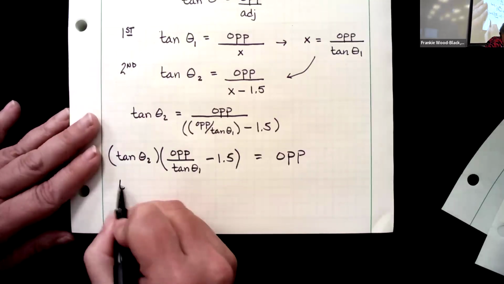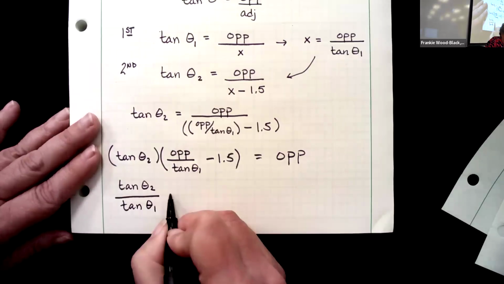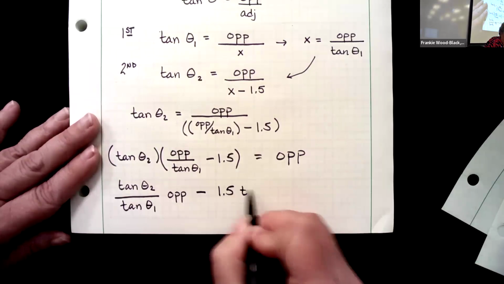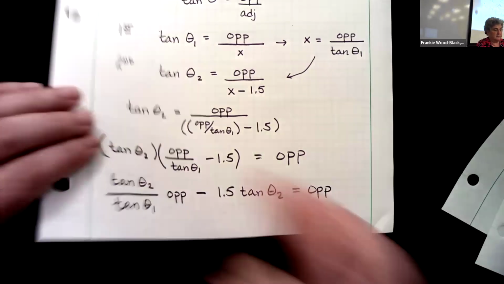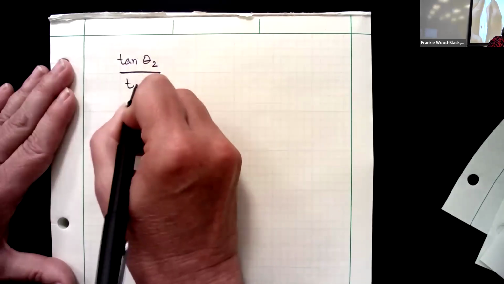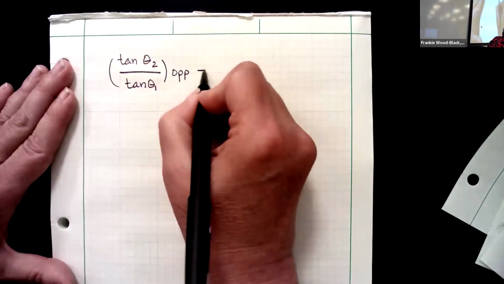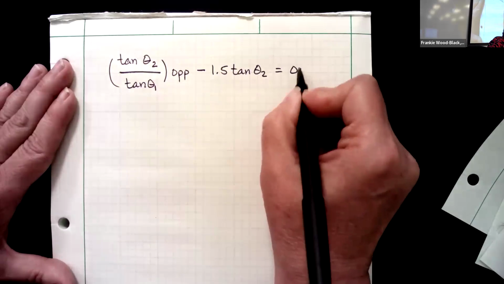I'm going to get tangent of angle 2 over tangent of angle 1 times the opposite minus 1.5 tangent angle 2 equals opposite. I'm going to rewrite that equation so that you all can follow the steps. So I get my tangent angle 2 divided by the tangent of angle 1 opposite minus 1.5 tangent angle 2 is equal to opposite.